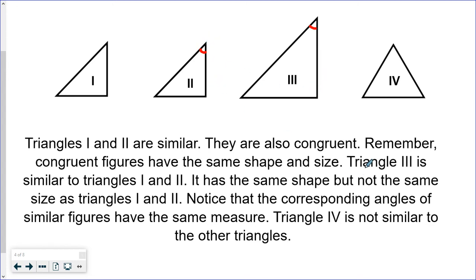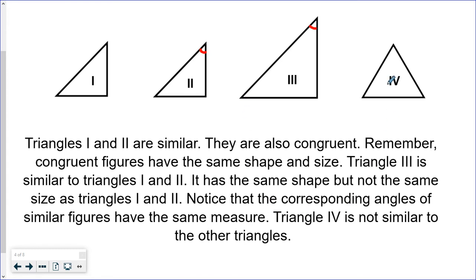Okay, so triangle 3 is actually similar to triangles 1 and 2. It has the same shape, but it does not have the same size. Notice that the corresponding angles of similar figures have the same measurement. Just mentioned that this is the same as this. That means this angle right here would be the same measurement as this angle right here. And this angle right here would be the same measurement as this angle right here.